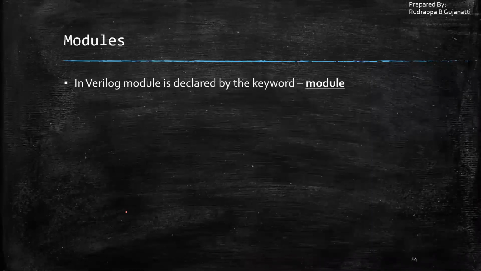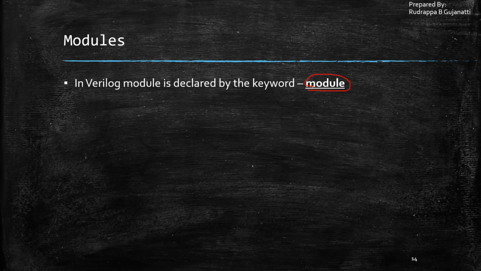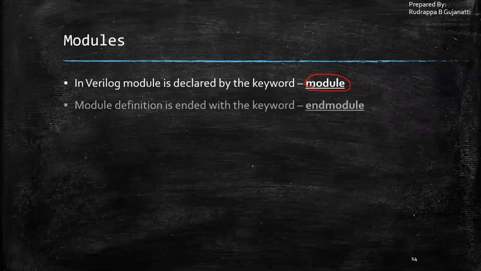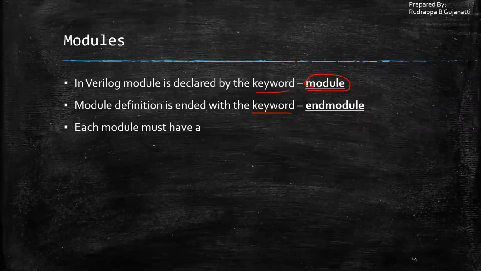Now we had discussed this also. If you want to start writing a module, we make use of the keyword module, which tells that it is the start of a given module. Then if I want to terminate a module, I make use of the endmodule keyword. These keywords have specific meanings, and I cannot use them for any other purposes.